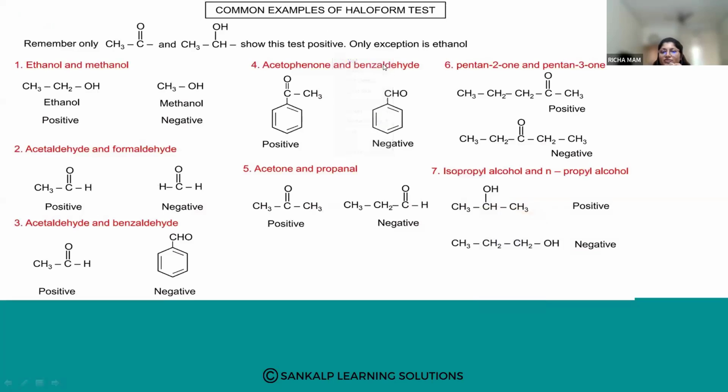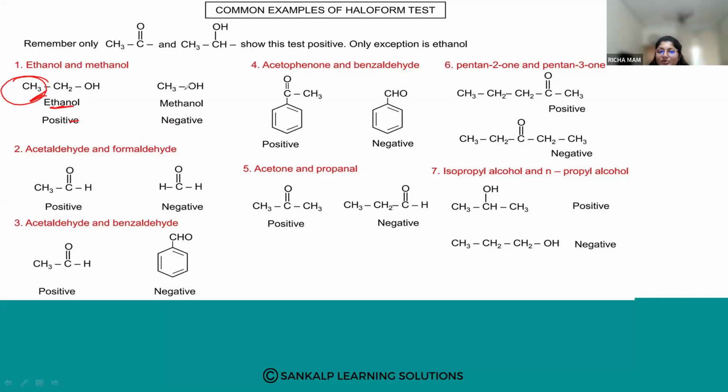Here are some examples of the haloform test. These are the compounds which will show you the positive test. The only exception is ethanol; ethanol will not give you the haloform test. Methanol also does not. Here you can see there is a positive, because this one has a methyl ketone.